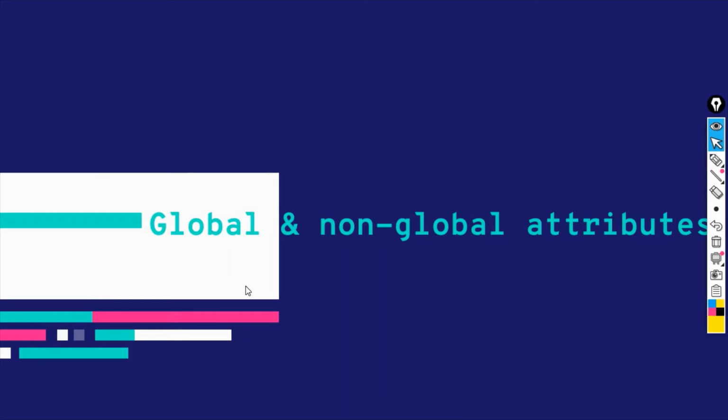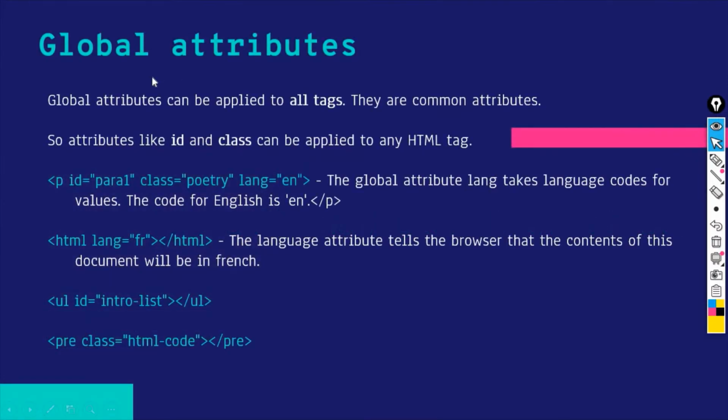You have seen a few examples of attributes now: the start, ID, and class. So all HTML elements have attributes. There are two kinds of attributes, the global and non-global attributes. Global attributes are attributes that can be applied to all tags. So they are common attributes. So remember this, global attributes can be applied to all tags.